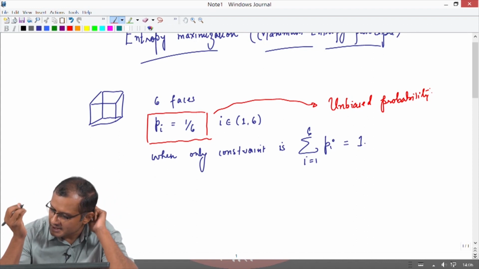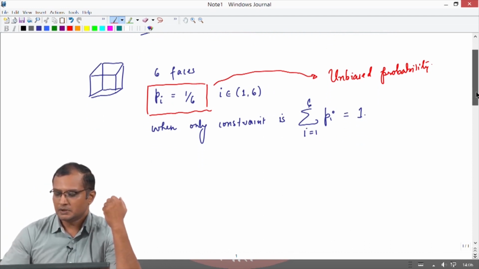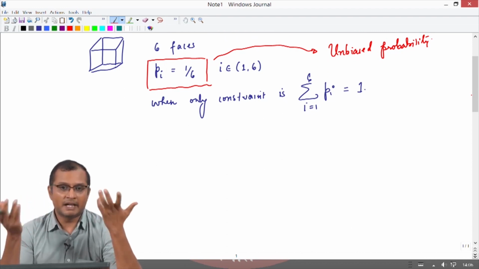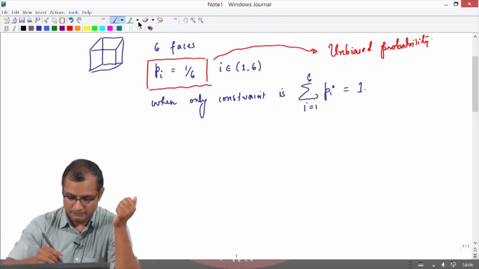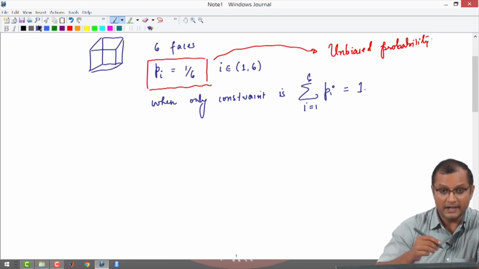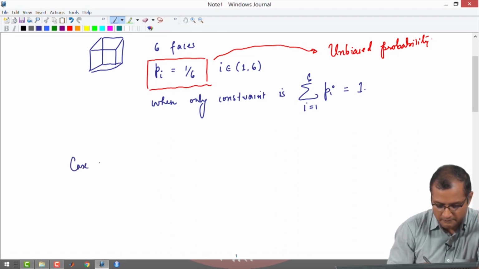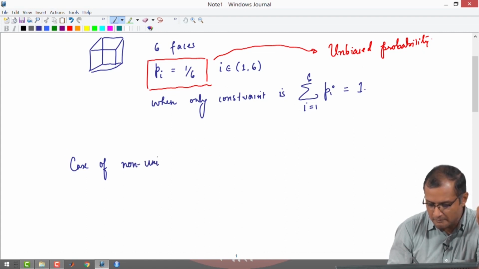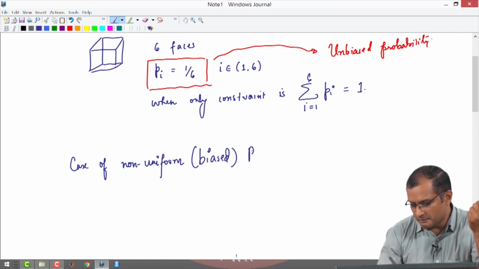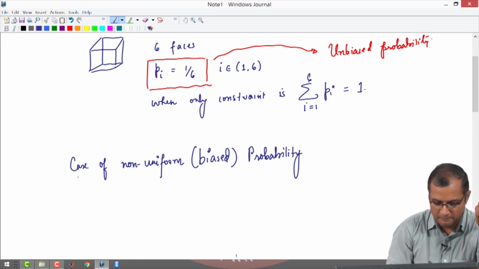Now, today we will see an important result which is established in the context of biased probabilities. So, this will be the case of a dice where some faces have a higher probability of occurrence compared to the other. Now, what do I mean by this? It means that I have now 3 conditions. Okay. So, I am going to consider the case of non-uniform or biased PDs, or probability distributions. Okay.